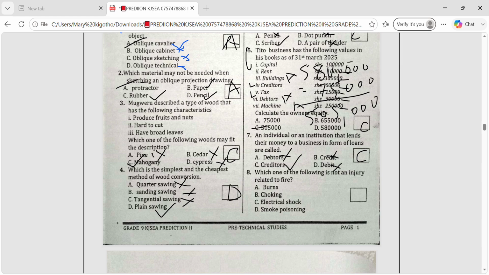And now we know that an individual or an institution that lends their money to a business in the form of loans is called a creditor. So make sure you have noted that. We go to question number 8. Which of the following is not an injury related to fire? You can pause the video.